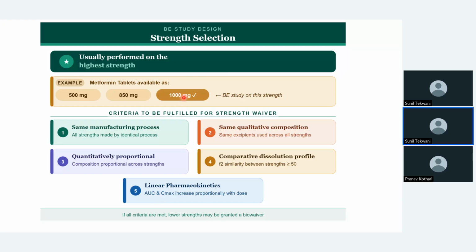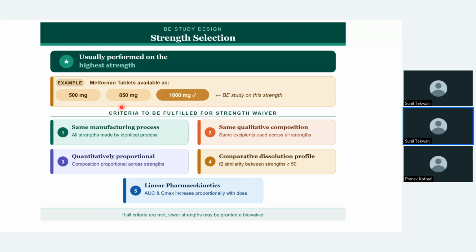If they are increasing proportionally, then you are allowed to do the BE study only on the highest strength, and you get a BioWaiver for the lower strengths. So this is one kind of BioWaiver, strength-based BioWaiver. You don't have to do BE studies on all these strengths.